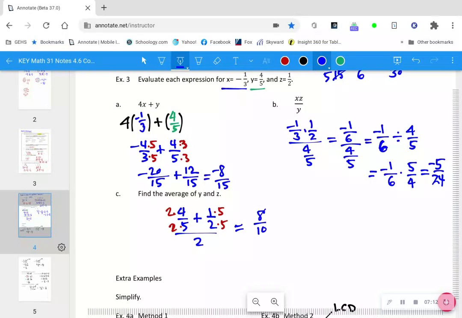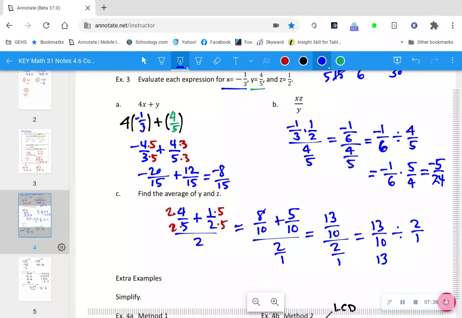That takes us to 8/10 plus 5/10 all over 2. I'm going to go ahead and make this into a fraction in preparation for the next step. 13 over 10 divided by 2 over 1. And now we have 13 over 10 divided by 2 over 1, or 13 over 10 times the reciprocal. And this gives 13/20 when you're done.